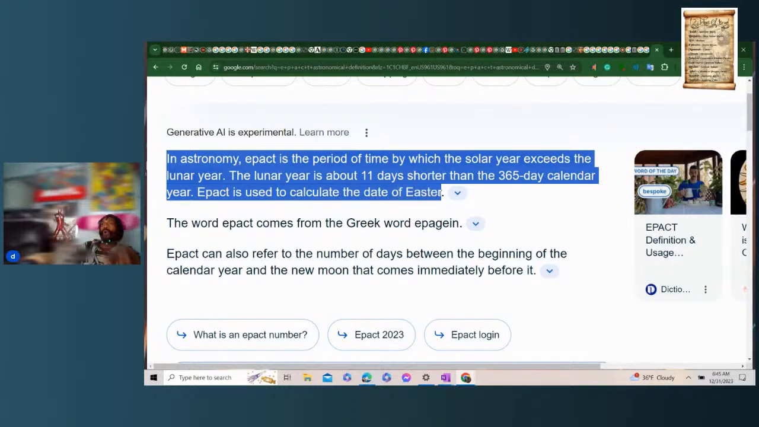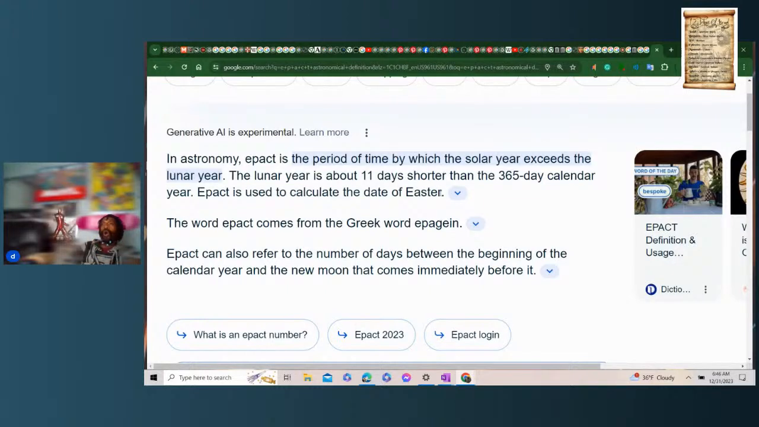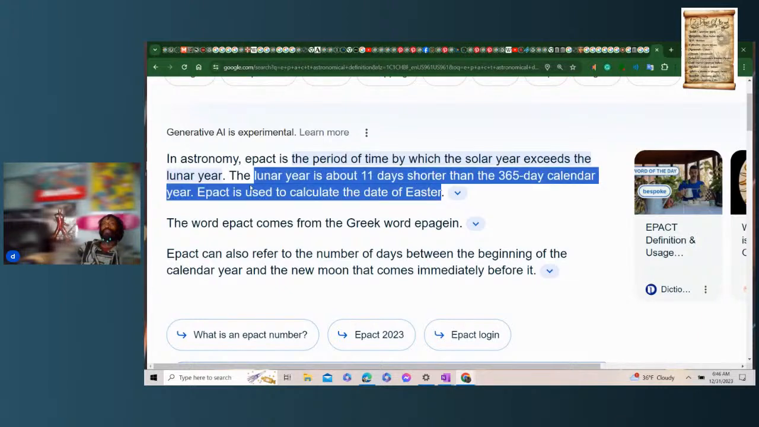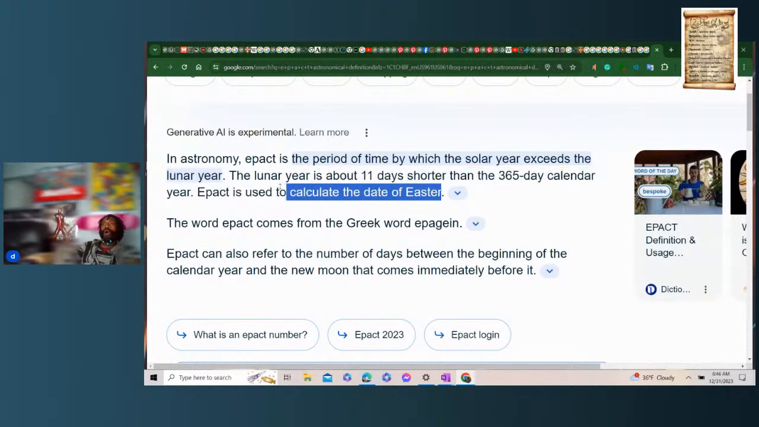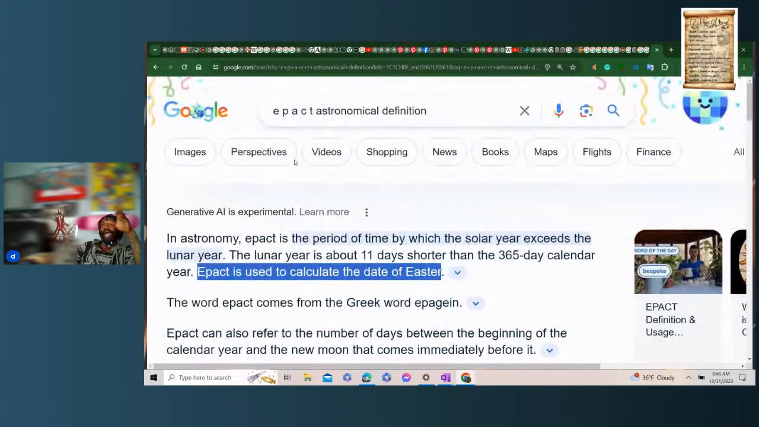Oh, can you spell that? You said epacts or ethics? EPACT. EPACT. Epact year. EPACT astronomical definition.